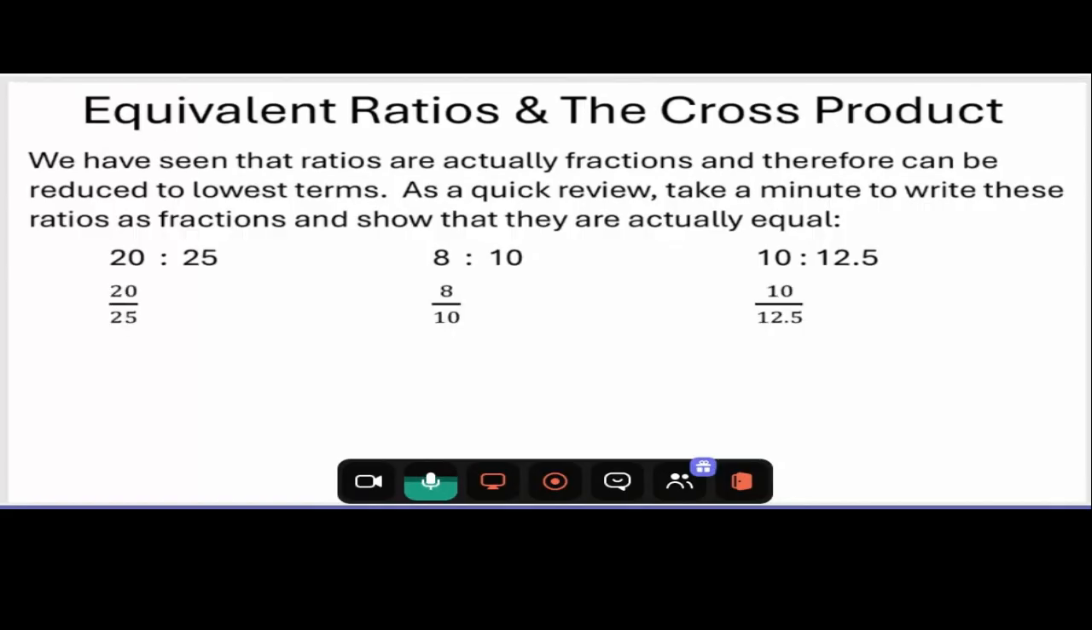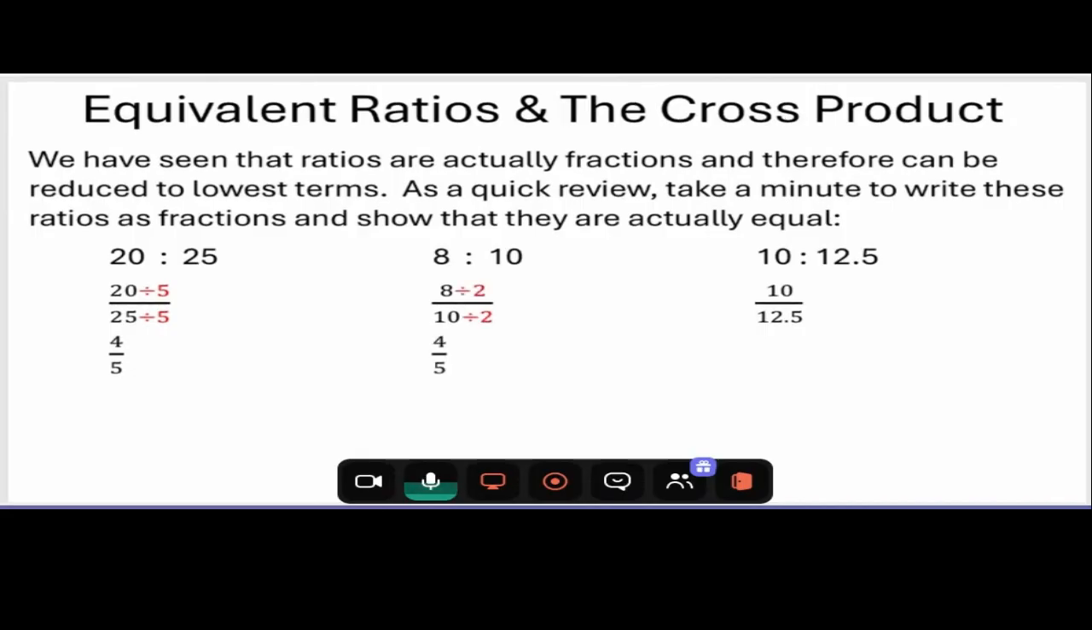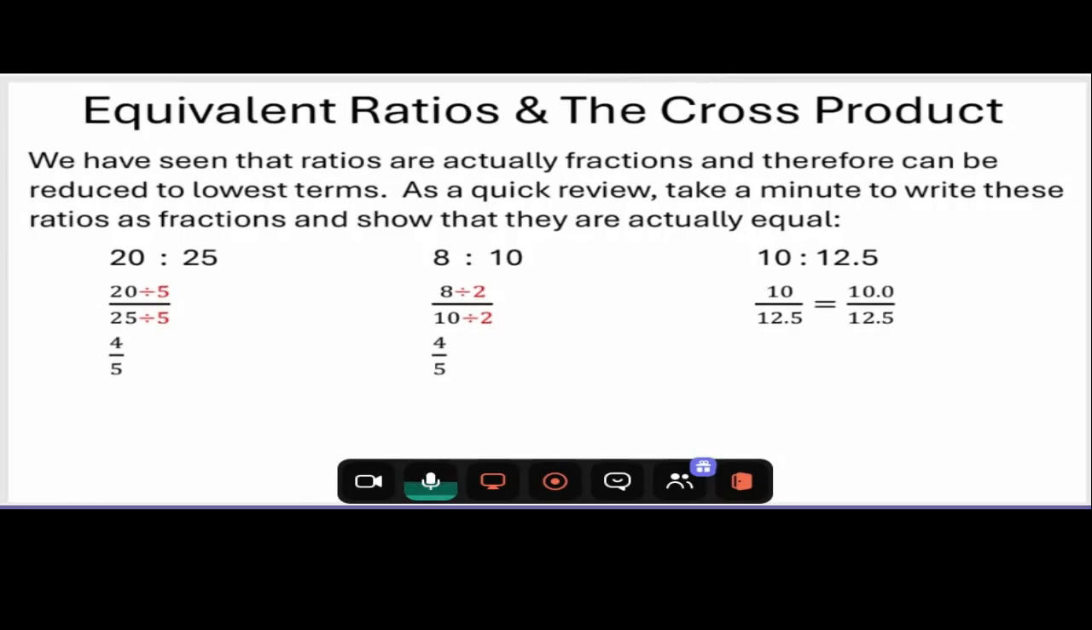So if we write them as fractions, that's the easy part. 20 over 25, 8 over 10, 10 over 12.5. The first one, the top and bottom divide by 5, so it reduces to 4/5. The second one, the top and bottom divide by 2, so it is also 4/5. And the third one takes a little bit more work. We have some decimals, so remember we write the extra zeros until both the top and bottom have the same number of decimal places. Then we can multiply by 10, which makes the decimals go away, or move one to the right if you want.